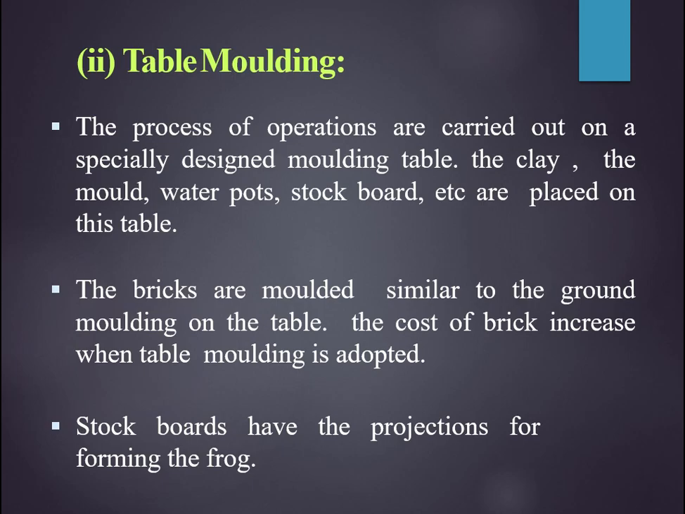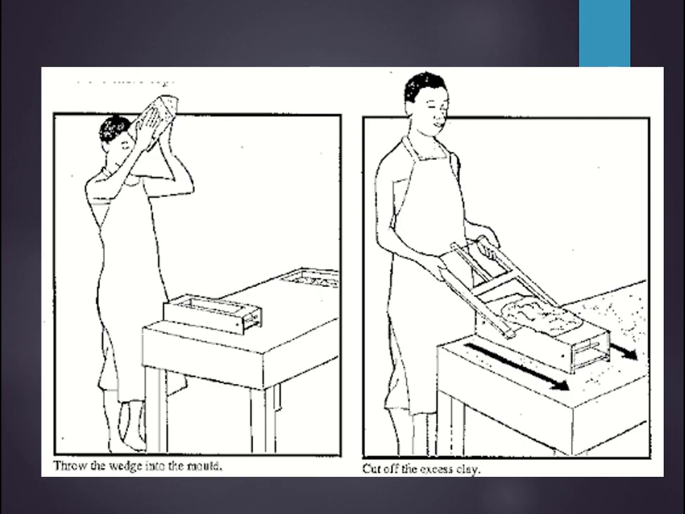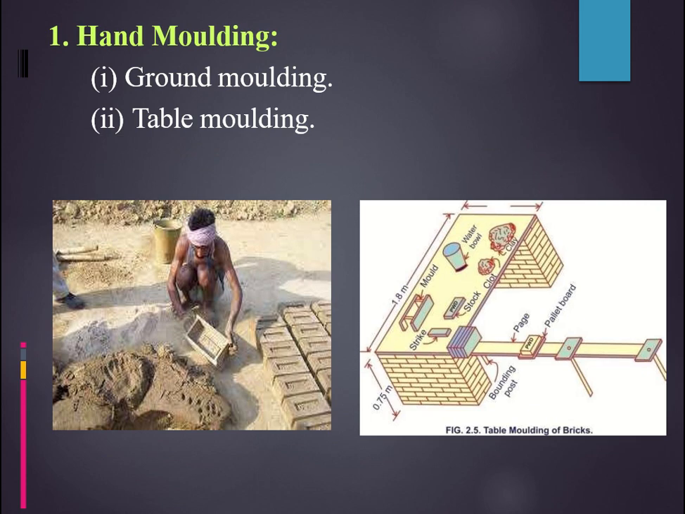Next is table molding. So what is table molding? We have bricks which are molded on stock boards, okay, and these stock boards will be nailed on the molding table. So you have a molding table, and on that you have a stock board, and on that stock board your mold will be fixed, okay. And here there is scope for formation of a frog. If you can see here in the second diagram, right, there is a scope for formation of frog also.